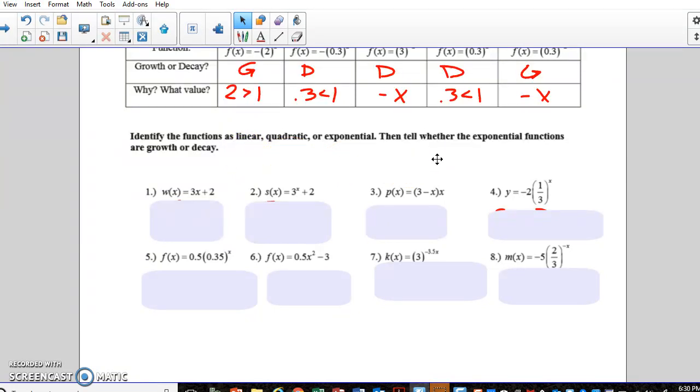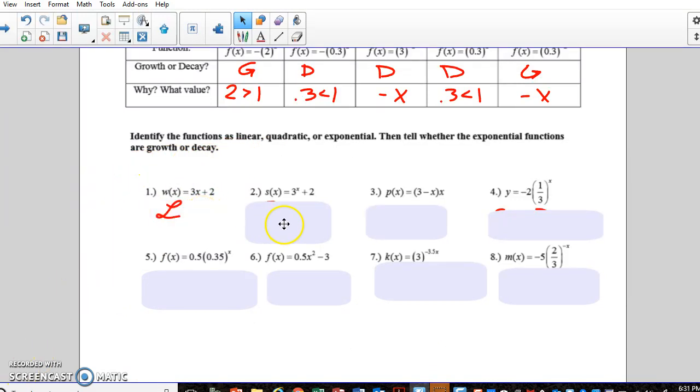Then with the exponential functions, you want to tell if they are growth or decay. So this is just a review of everything that you've done up to this point. What does it mean to be linear? What does it mean to be quadratic? And now exponential: does it have that exponential? So pause the video, try to identify with these 8, and then I will reveal the answers for you.